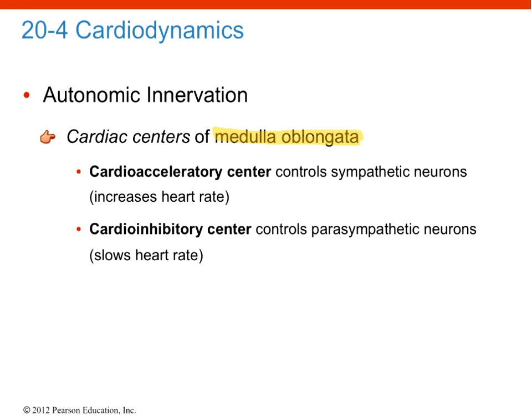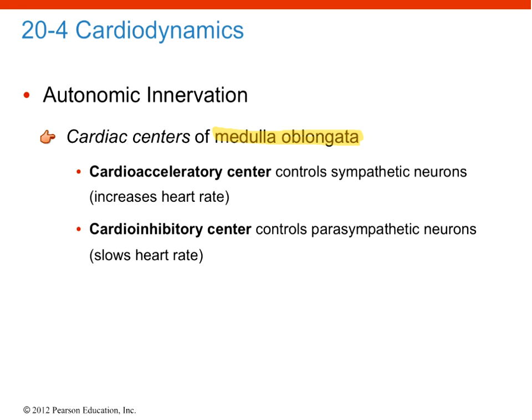So this you're probably very familiar with when we talk about autonomic innervation. We understand that your medulla oblongata, the most prehistoric portion of your brain, is responsible for a lot of your autonomic functions, including breathing as well as heart rate. In your medulla oblongata, you have what we call cardioacceleratory centers as well as cardioinhibitory centers. Cardioacceleratory centers are going to stimulate your sympathetic nervous system, your fight or flight nervous system, and they have a tendency to increase your heart rate.